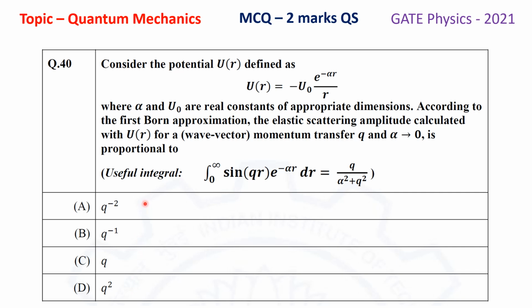And one important piece of information is given in the question, that is a useful integral. Integration from 0 to infinity of sine qr times e to the power minus alpha r dr equals q by alpha square plus q square. So this integration will be required to evaluate the correct answer for this question. Okay, let us see the solution part now.